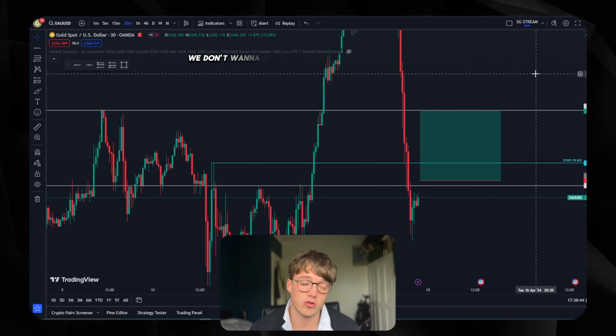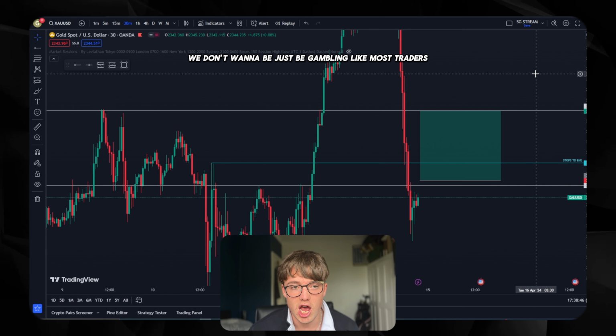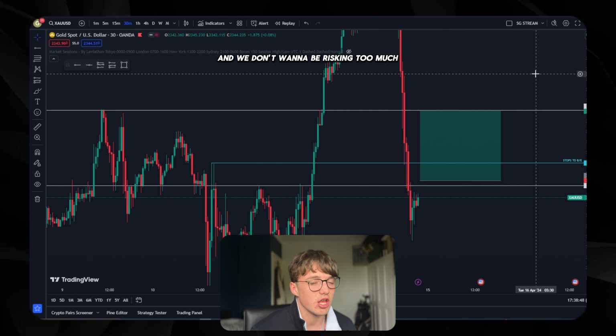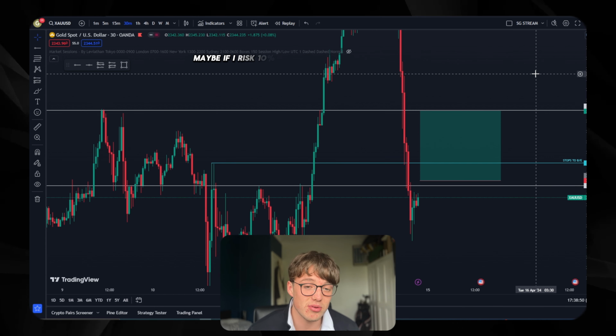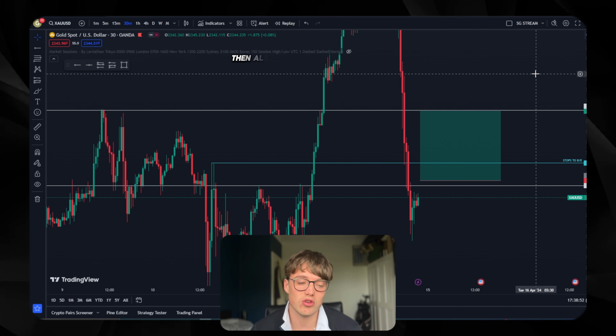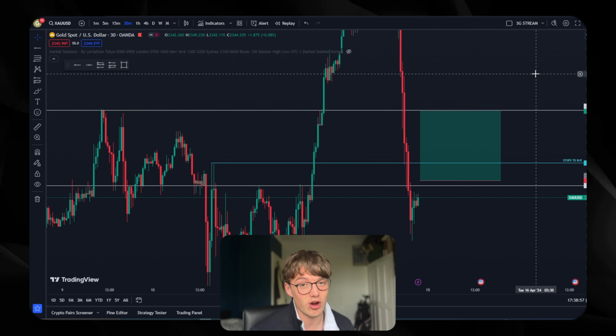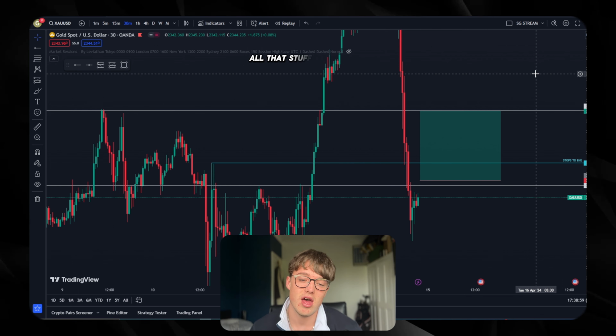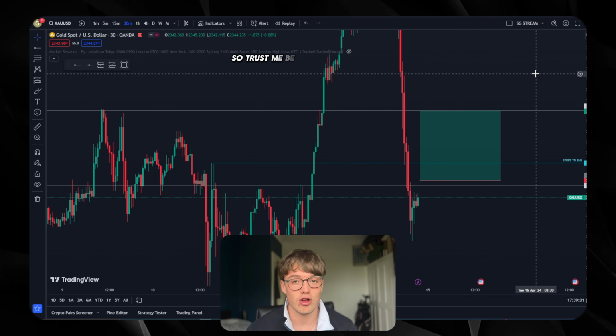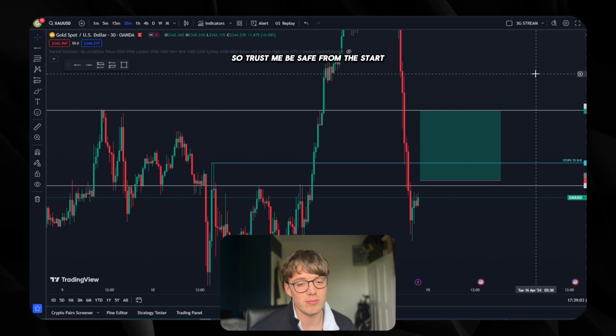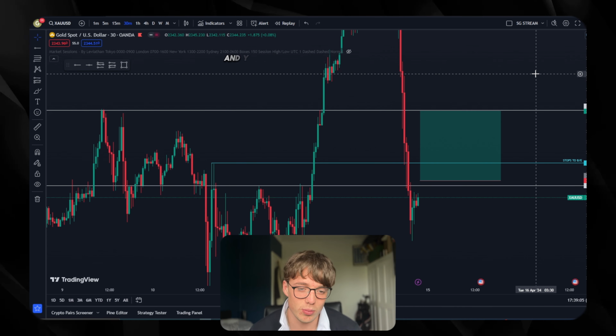We don't want to just be gambling like most traders, and we don't want to be risking too much. You might think, maybe if I risk 10%, I'm going to make way more profit. But then when that loss hits you, it's going to hit you a lot harder. It can lead to revenge trading, trying to make back your losses, all that stuff. It is not good. So trust me, be safe from the start, manage risk appropriately, and you'll be good to go as a trader.